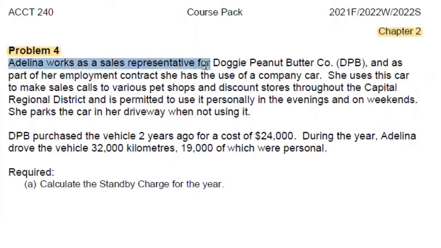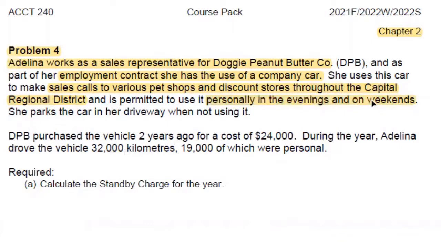Adelina works as a sales rep for Doggy Peanut Butter Co. And as part of her employment, she works as a sales representative. She's an employee, everyone. Part of her employment contract, she has to use a company car. The employer provides the employee with a company car. She uses this car to make sales calls to various pet shops and discount stores throughout the Capital Regional District on Vancouver Island. And she's permitted to use it personally, in the evenings and on weekends.